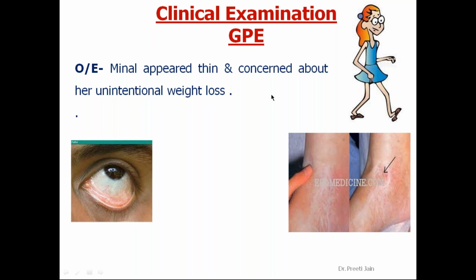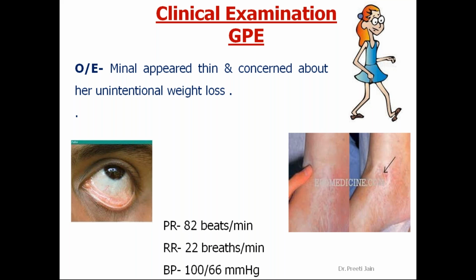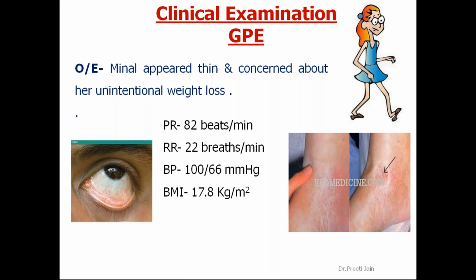So you do her clinical examination. Whenever you do a clinical examination, again I'm emphasizing, you start with the general physical examination first, right? On examination, Meenal appeared thin and concerned about her unintentional weight loss. By her general physical appearance, she was thinner, or slimmer, as compared to her normal counterparts. By and large you can see that she also has hypotension.